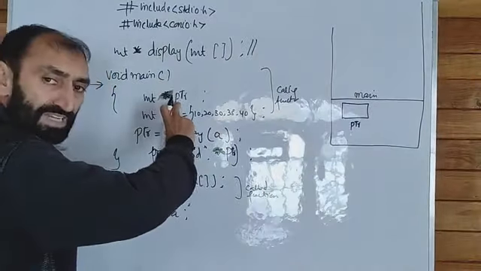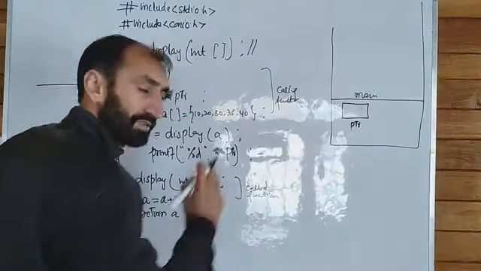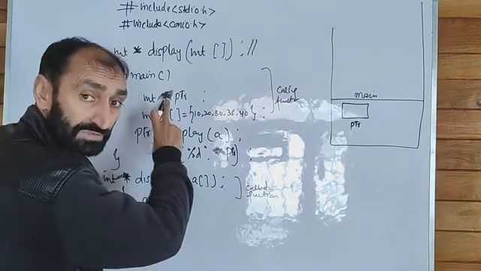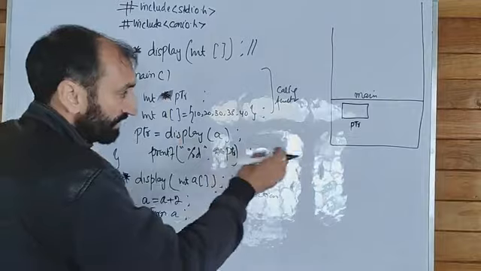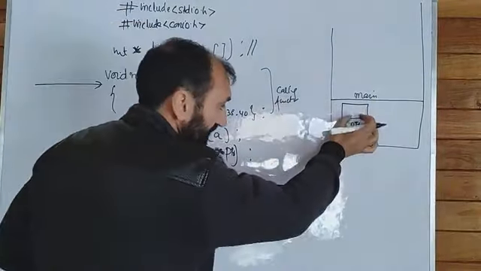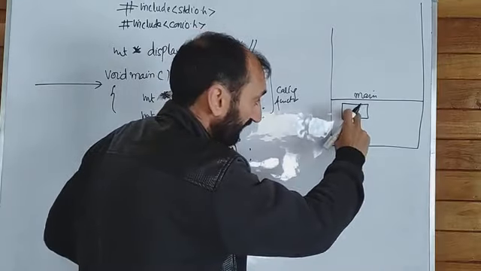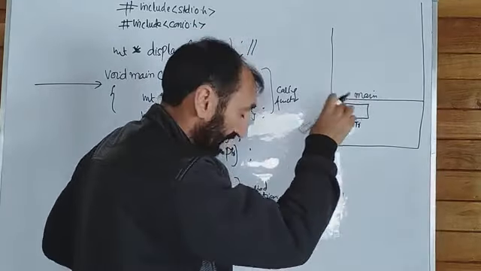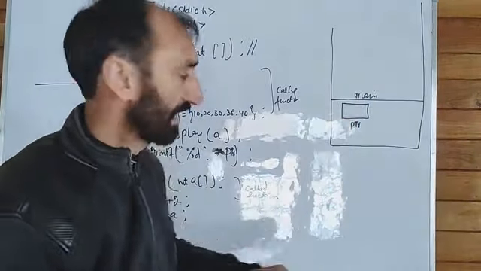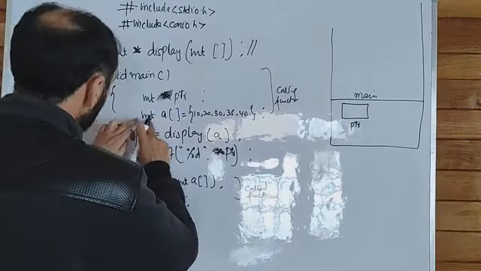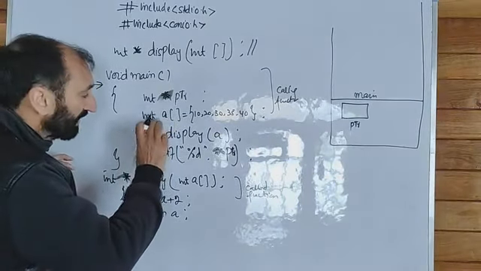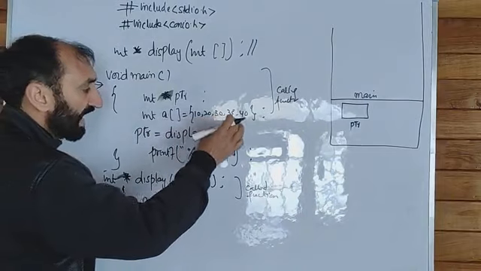Here first I declare it. PTR is a variable of pointer type. That means we can store only addresses here. At this moment, PTR contains some garbage value. After that, here int a array is declared by the name a and contains these elements.